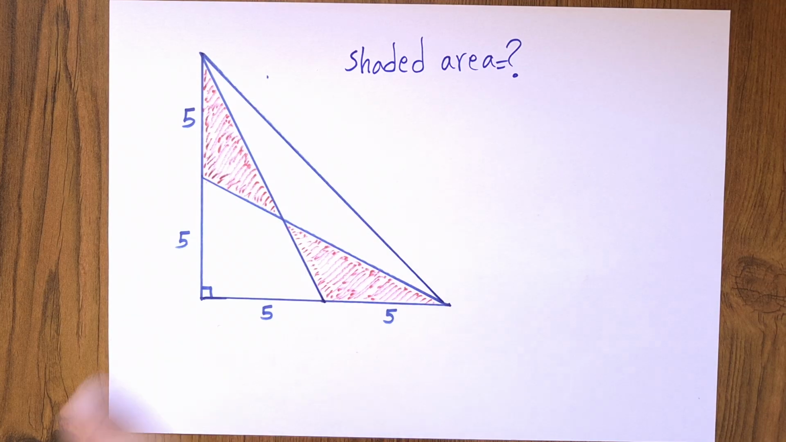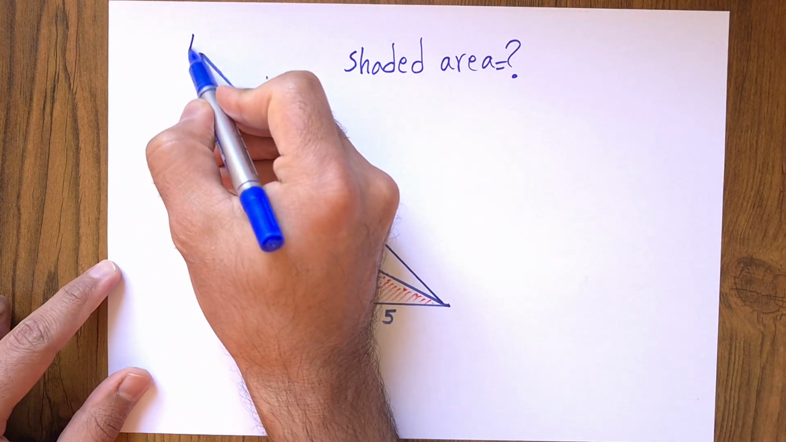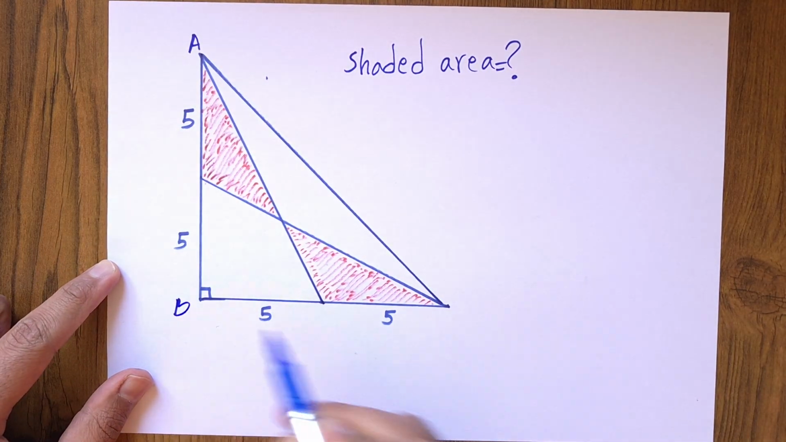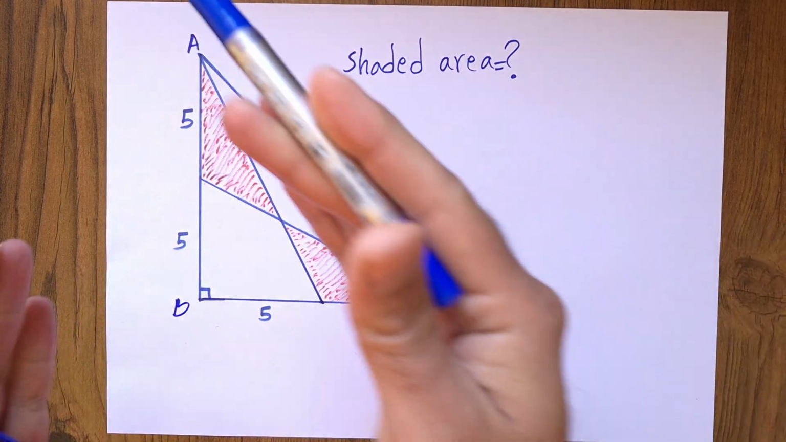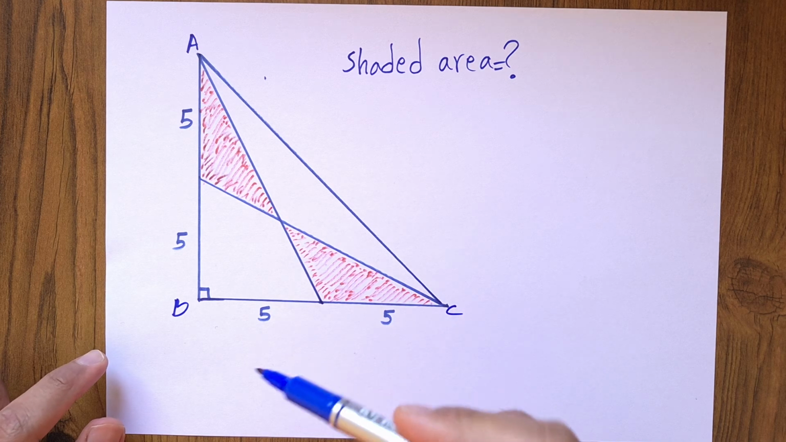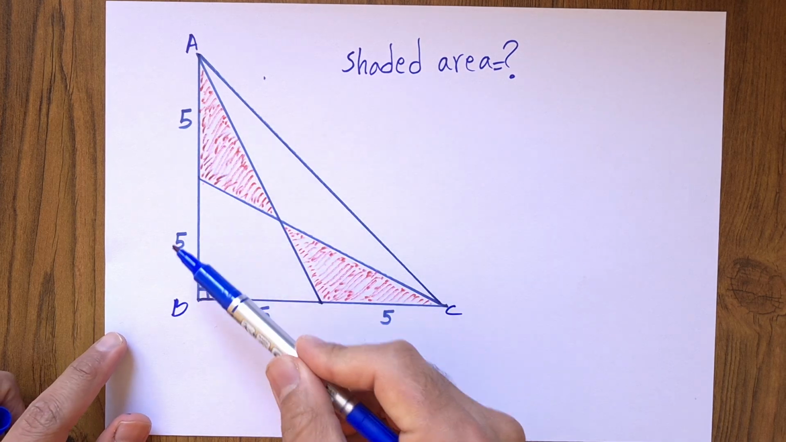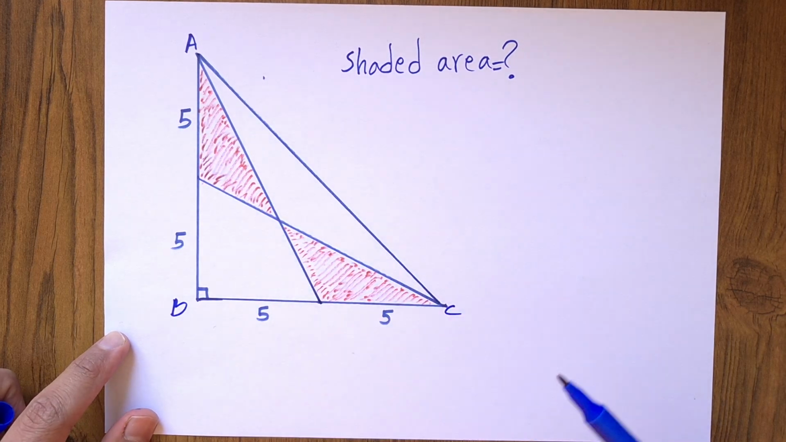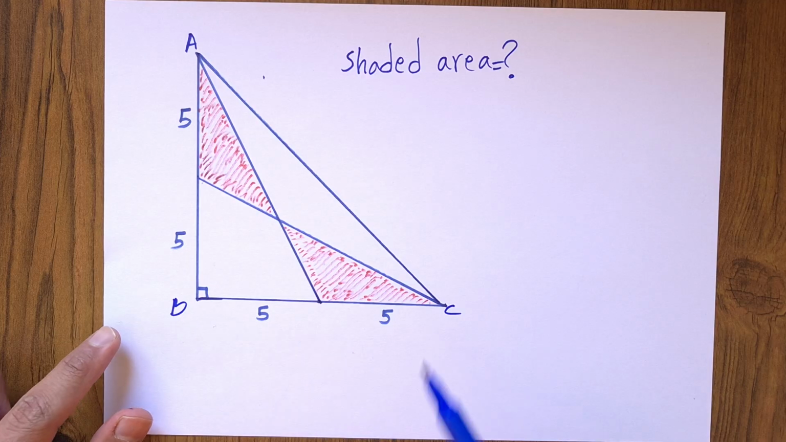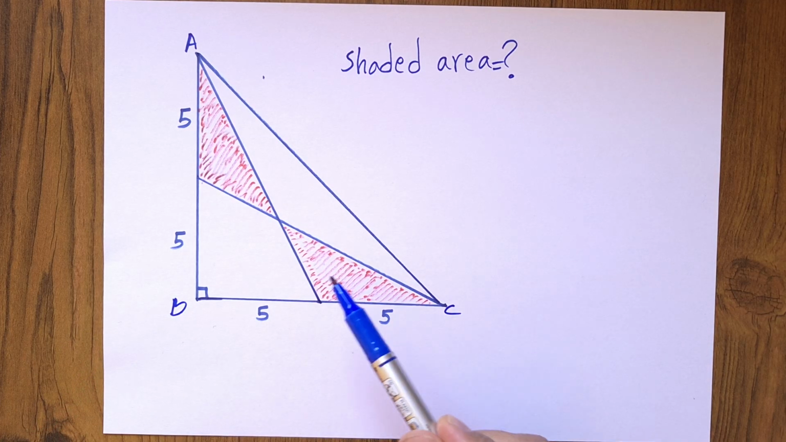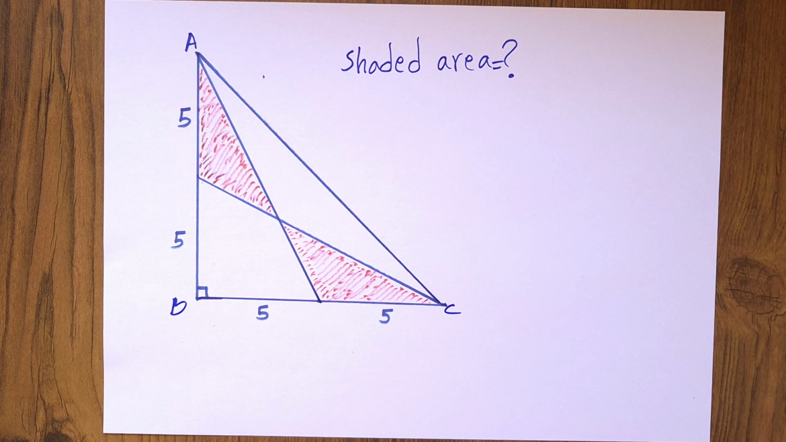Obviously, we have a right triangle, so let's name it ABC. We have two intersecting lines inside this triangle such that all these little segments on the side of this big triangle are equal, and they are equal to 5. So 5, 5, 5, 5. What is the area of this shaded region?